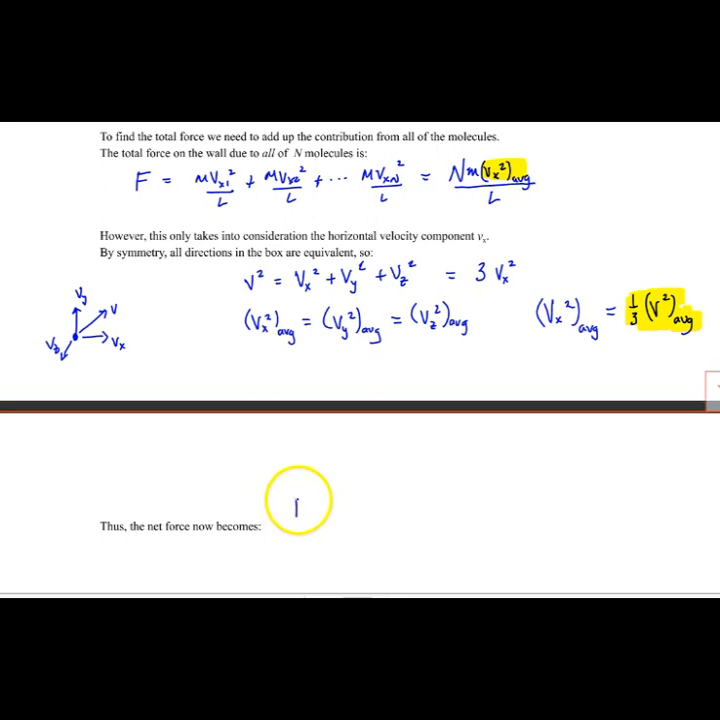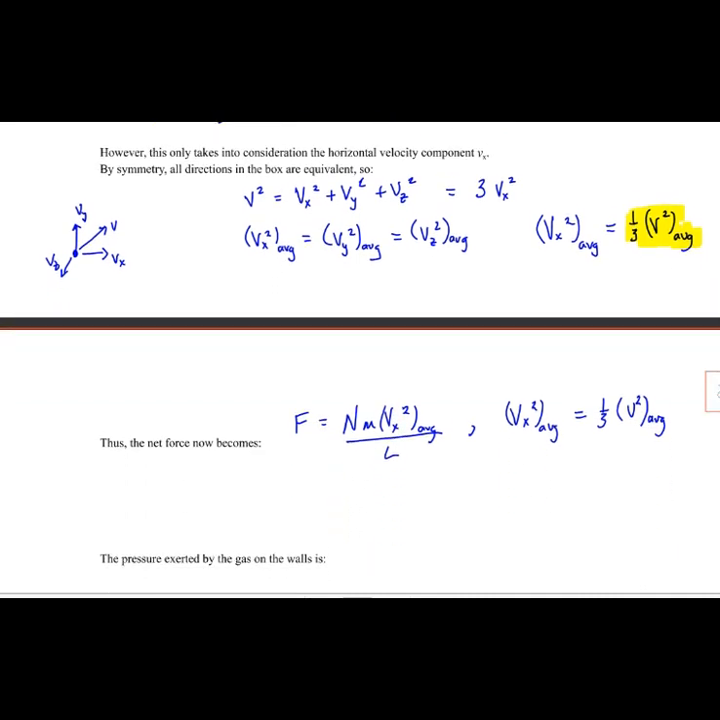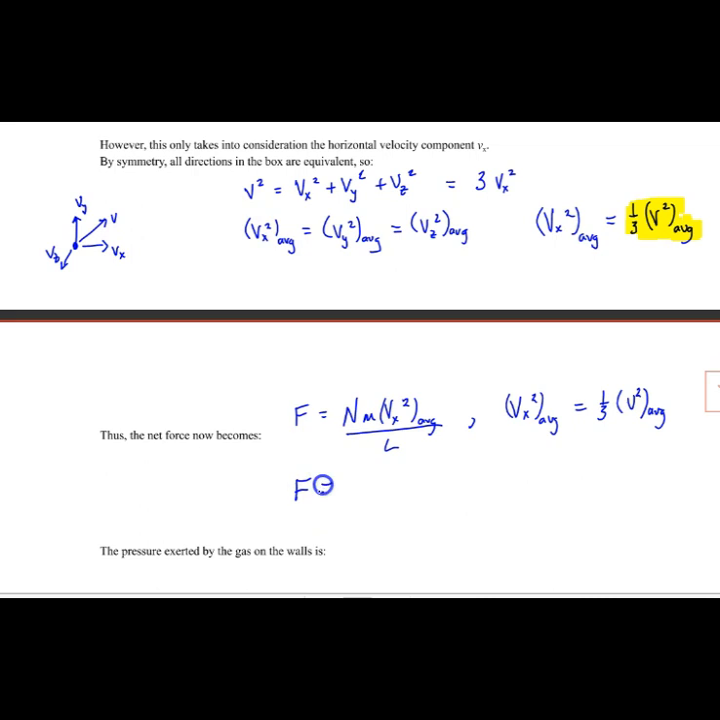So the net force now becomes, we're going to take this expression over here, n, the number of molecules, multiplied by the mass of the molecule, and then the x component squared of the average of those velocities, divided by L. But we're now going to replace vx squared average with 1/3 of v squared average in that expression. So this becomes now the total net force. We'll have essentially a 1/3 in front of this expression. So we'll have a 1/3 nmv squared average divided by L.